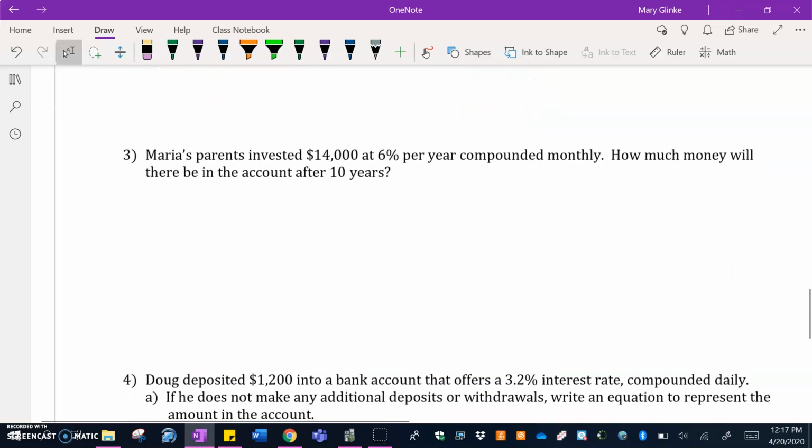So let's go ahead and see what this looks like in a problem. Maria's parents invested $14,000. This is your principal or your initial amount. 6% is your R value, but again, we move the decimal over to get 0.06. And here are the keywords: compounded monthly. So for this problem, n is going to equal 12. We're looking for how much money we would have in the account after 10 years, so our time for this one is 10.